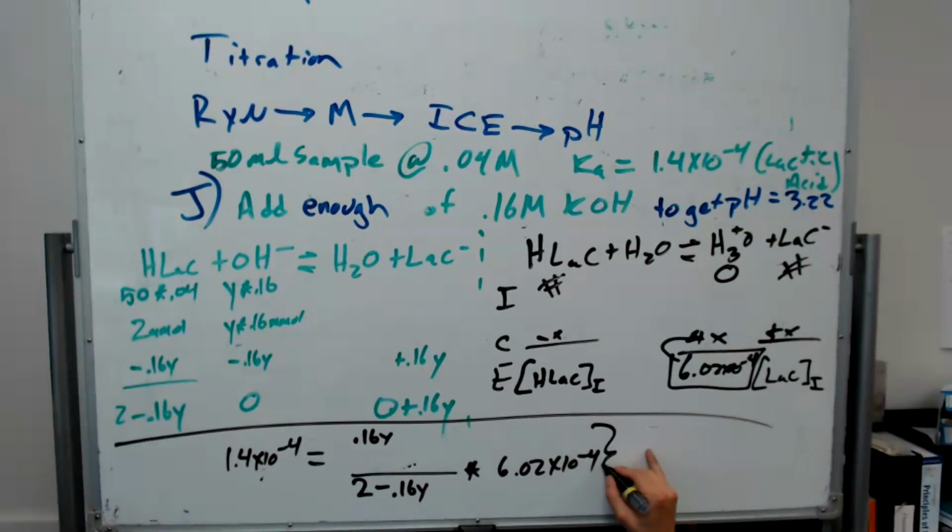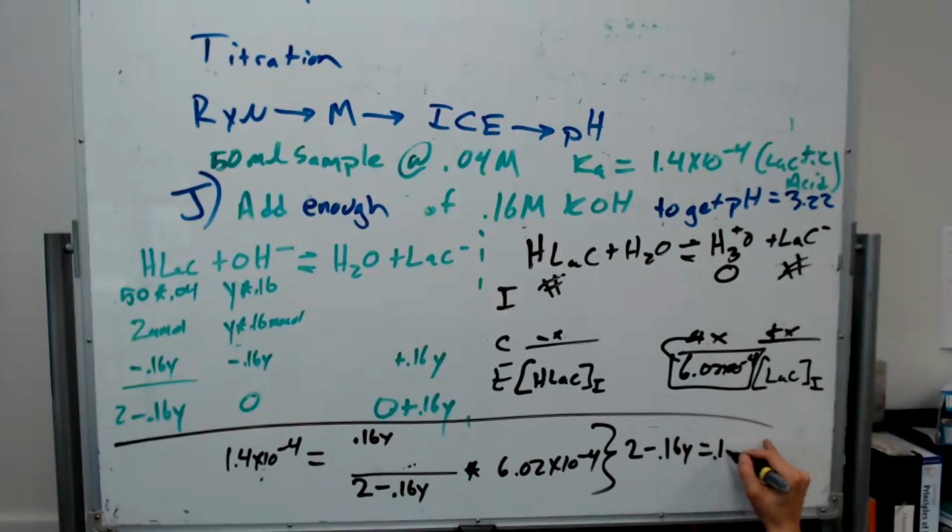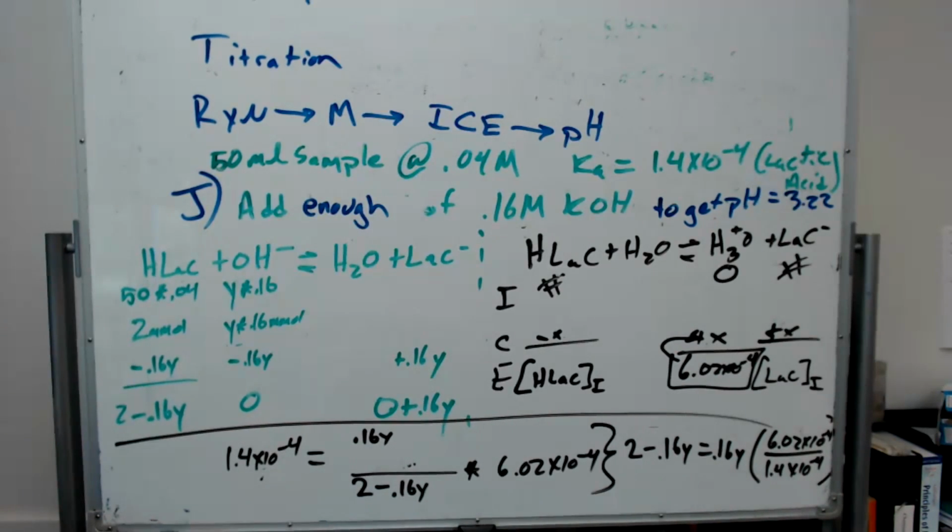I'm going to have, let's do this, 2 minus 1.6y is equal to 0.16y times 6.02 times 10 to the minus 4. That's my H3O plus concentration divided by 1.4 times 10 to the minus 4, my Ka. Can you do the algebra from there?